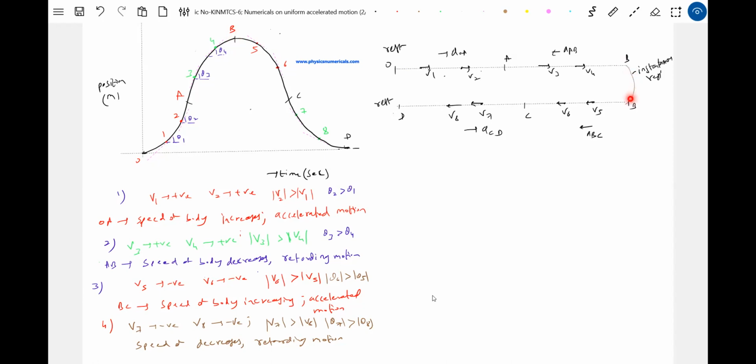Again it starts accelerating, but acceleration is towards the left now. The speed of the particle is increasing. So don't call this a retardation. This is the acceleration. This part is retardation. CD is retardation. The speed of the particle decreases. So what do you mean by acceleration here? Speed of particle increases, acceleration. Speed of particle decreases, retardation. Acceleration can be positive or negative. Retardation can be positive or negative.